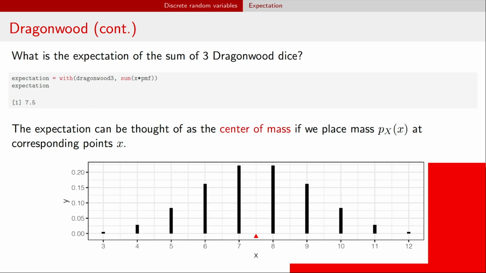So for instance, at the value 3, let's just show the picture, at a value 3 we're going to place a weight that's proportional to 0.005. Then if we go up to say 7, we're going to put a weight there that's 0.23 or so. And if we have this ruler, that's really the x-axis in this picture, and we have the weights associated with the probabilities, the center of mass is the place where this thing exactly balances, which in the picture is the red triangle there at 7.5. Alright, so that's the expected value of these 3 Dragonwood dice.